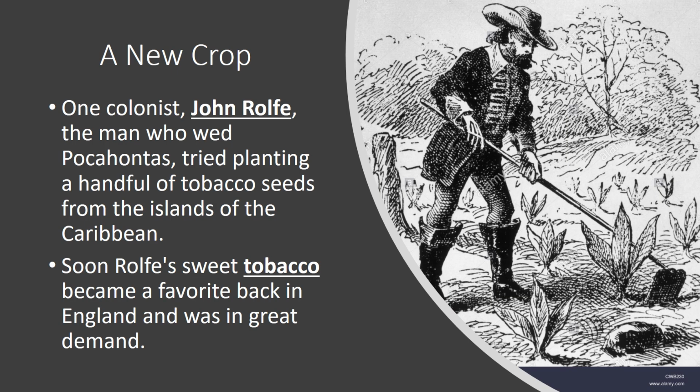A new crop. One colonist, John Rolfe, the man who wed Pocahontas, tried planting a handful of tobacco seeds from the islands of the Caribbean. Soon, Rolfe's sweet tobacco became a favorite back in England and was in great demand.